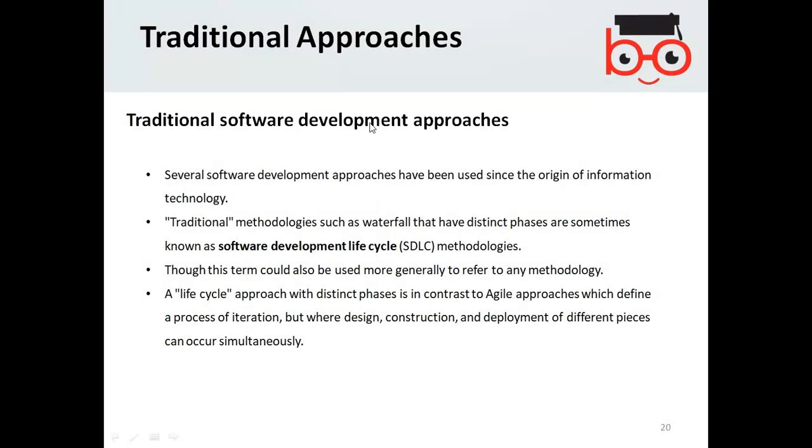So traditional software development approaches: several approaches have been used since the origin of information technology. The traditional methodologies such as waterfall that have distinct phases are sometimes known as software development lifecycle methodology. So traditional ones are the SDLC, though this term could be used more generally to refer to the methodology. A lifecycle approach with distinct phases is in contrast to agile approaches, which define a process of iteration, where design, construction, and deployment of different pieces can occur simultaneously.